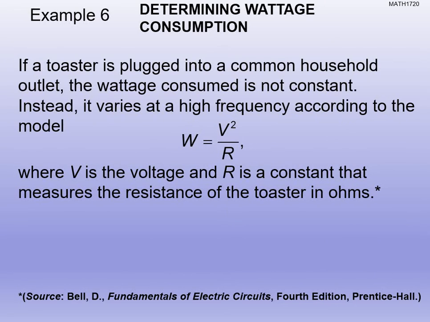Okay? Alright, example 6, real world problem. If a toaster is plugged into a common household outlet, the wattage consumed is not constant. Instead, it varies at a high frequency according to this model. We have W equal V squared over R, voltage squared divided by R.